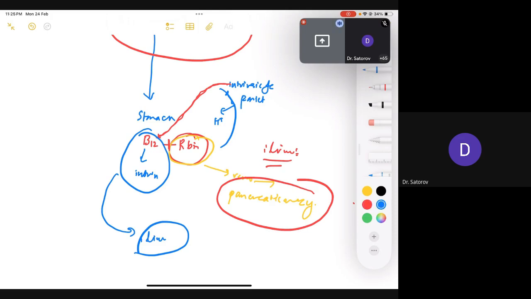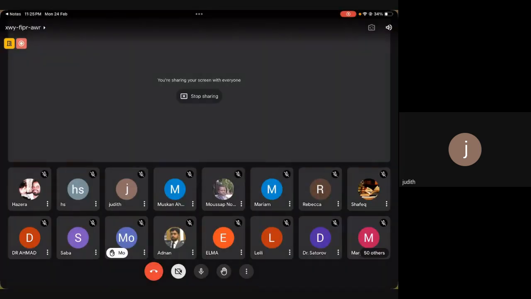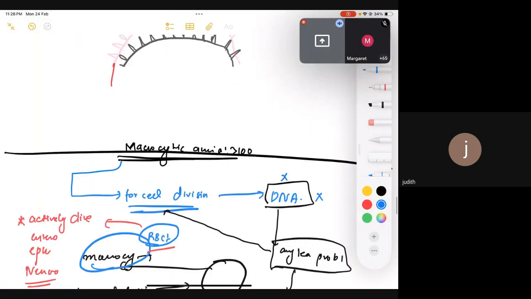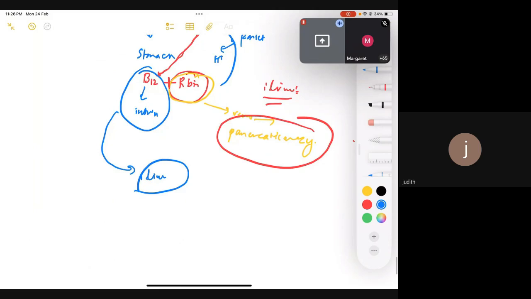Can I say that pancreatic insufficiency would lead to macrocytic anemia? Yes or no? Those who want to say yes, please raise your hand. Who is in favor? Okay. So Dr. Divanchi, can you please tell us why you are supporting the statement that pancreatic insufficiency is leading to macrocytic anemia? Why?